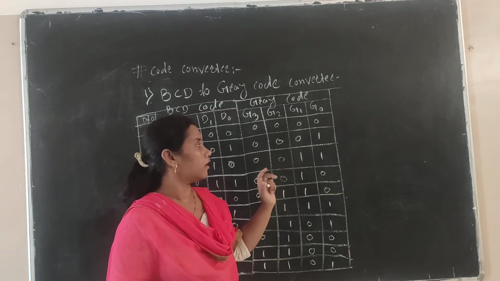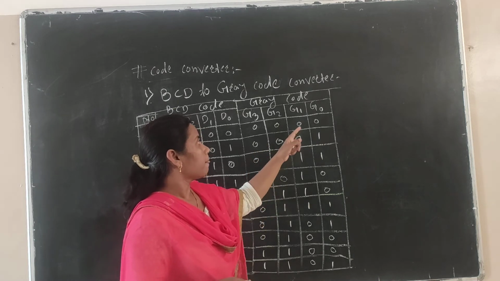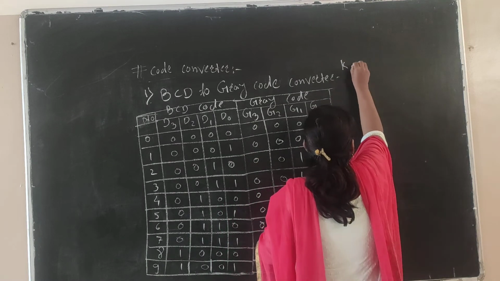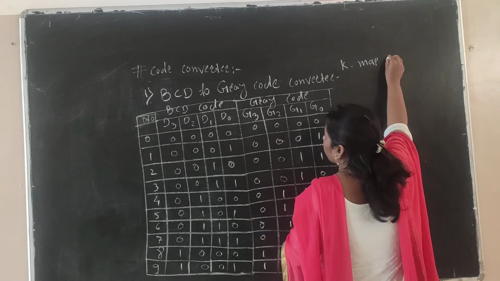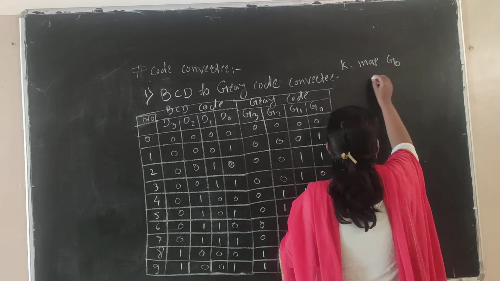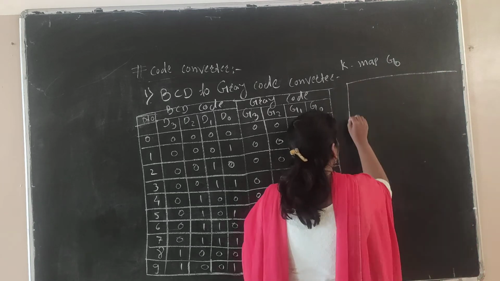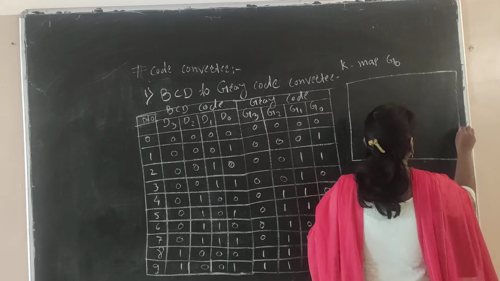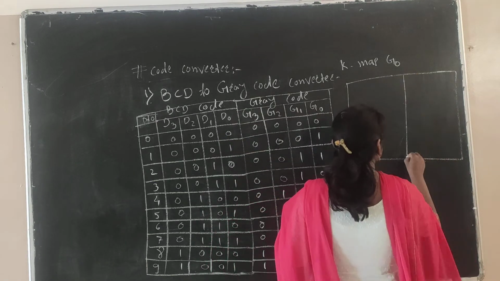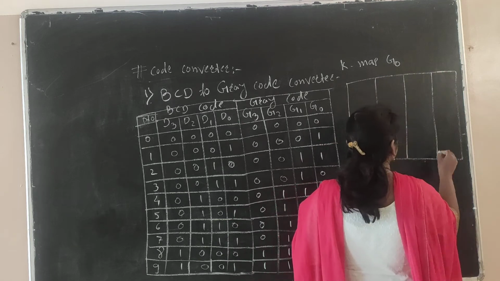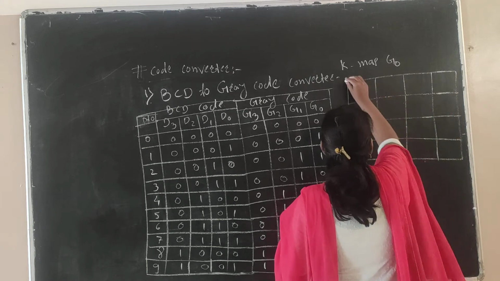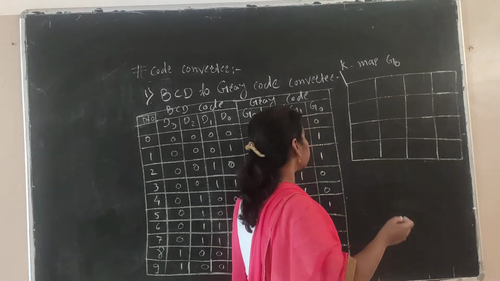That's why we require K-map simplification for each output. Four K-map simplifications are there. First we will take G0. We have to draw the K-map. The number of variables is more than 8, so we have to take 16 cells of K-map, not 8 cells, because the inputs are from 0 to 9, 10 values. That's why we go for a 16-cell K-map.